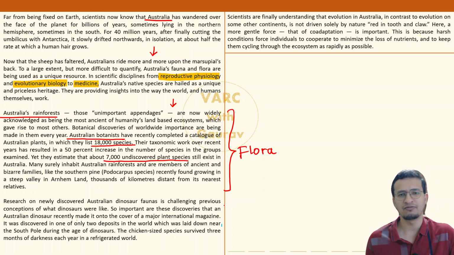Moving to the fourth paragraph, this actually talks about the fauna present in Australia, but doesn't give us as detailed an idea as given in the third paragraph about the flora part.